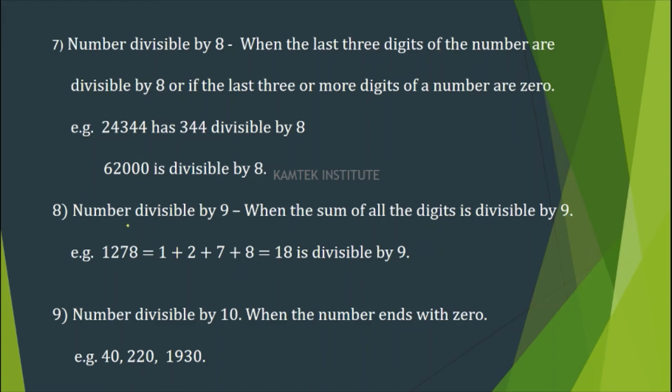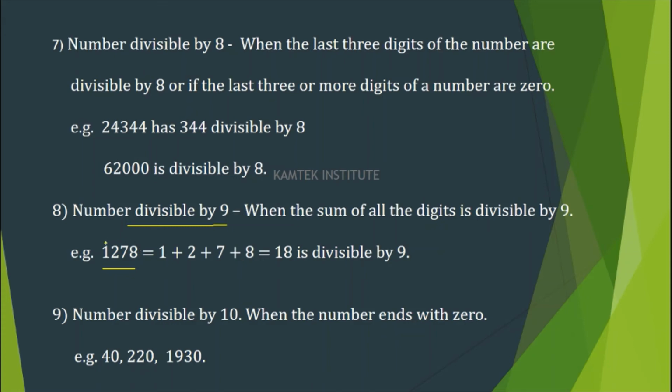Then we have, how do we know whether a number is divisible by 9? When the sum of all the digits of the number is divisible by 9, then that number is also divisible by 9. We have a number here, 1278. We want to know whether this number is divisible by 9.